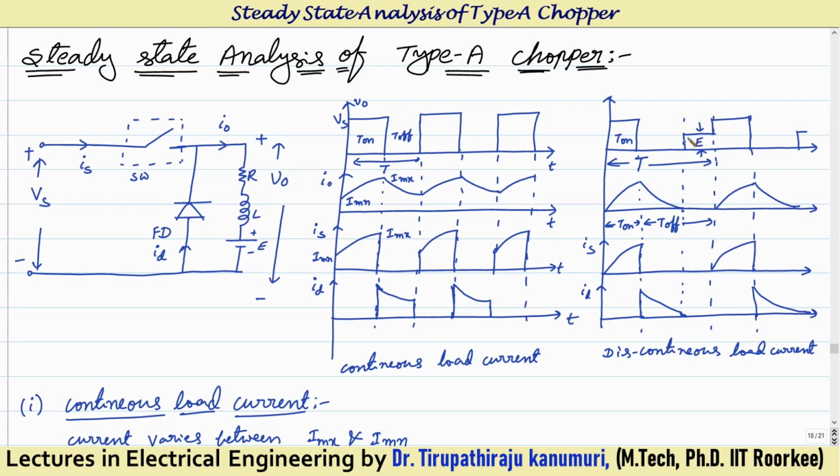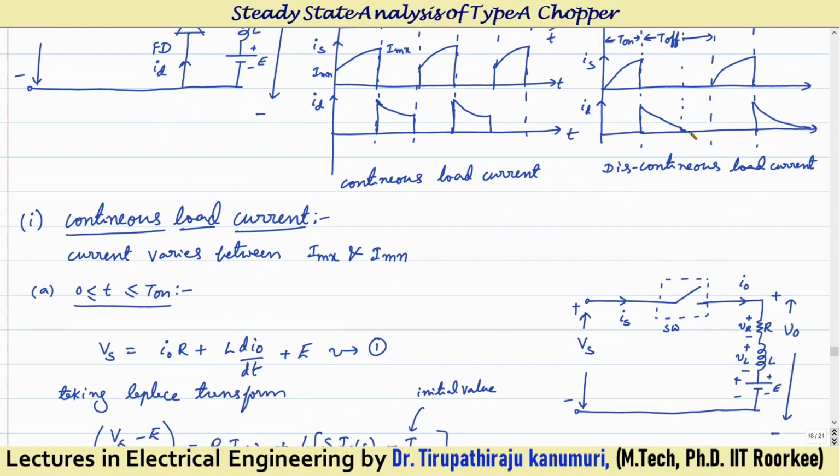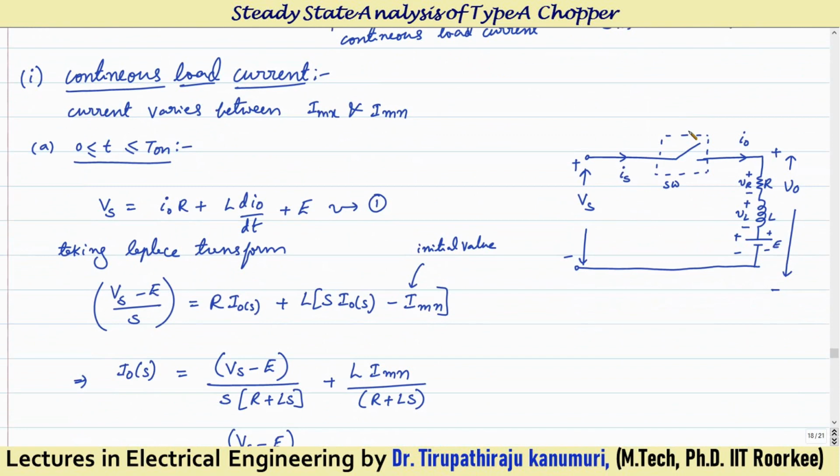That is the only difference. The current is becoming 0 earlier, so this voltage will change to E. If E is not there, then it will become 0 only. Here, either Vs or 0 is there. Here Vs is also there, and for some time E is also there, depending on up to what instant it is conducting. I hope this discontinuous and continuous conduction is clear to you. So let us try to analyze each of the cases. First I am starting with the continuous load current.